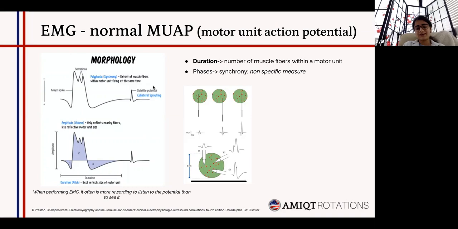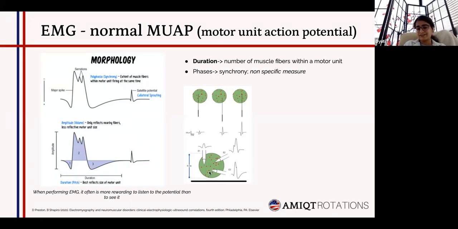The most important parameter here is the duration, which gives us the reflection of the size of the motor unit. This may seem a little counterintuitive. We may think that the amplitude actually reflects the motor unit size. But as you can see in this figure on the right here, the amplitude depends on the proximity of the needle to the muscle fibers in a particular motor unit.